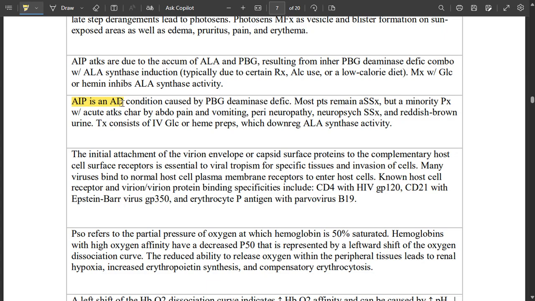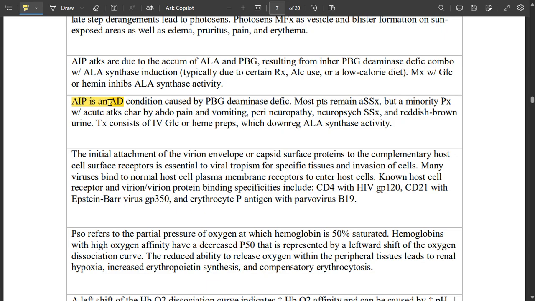Next point is that acute intermittent porphyria is an autosomal dominant condition caused by porphobilinogen deaminase deficiency. As I said earlier, most patients remain asymptomatic, but a minority of patients with acute attacks are characterized by abdominal pain and vomiting. So abdominal pain occurs, vomiting occurs, neuropathy occurs, neuropsychiatric signs and symptoms occur, and reddish brown urine occurs.